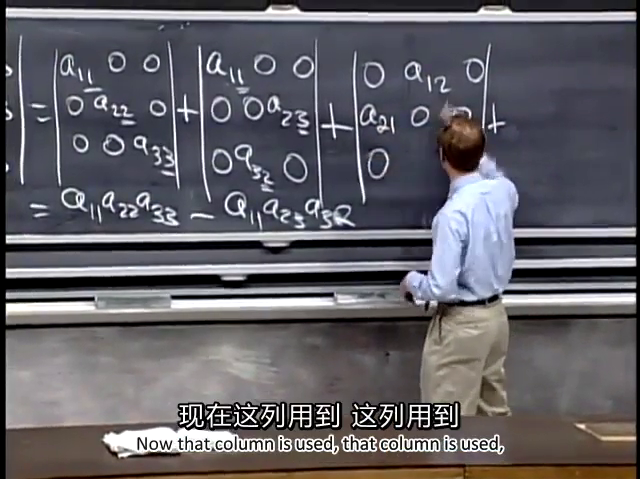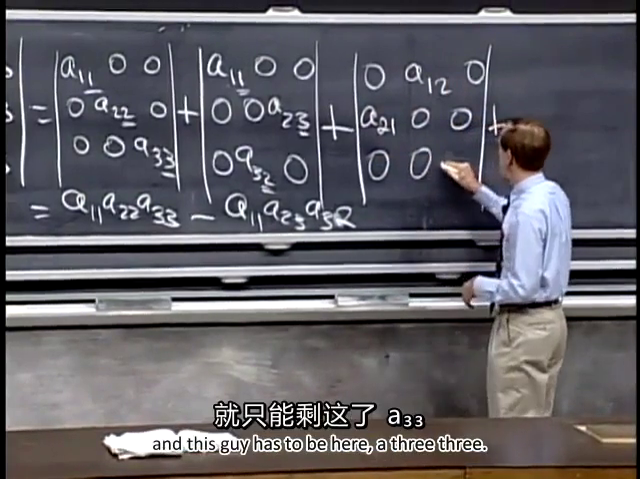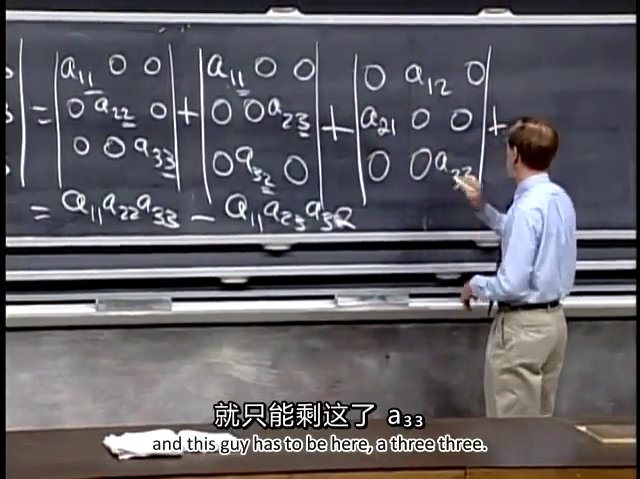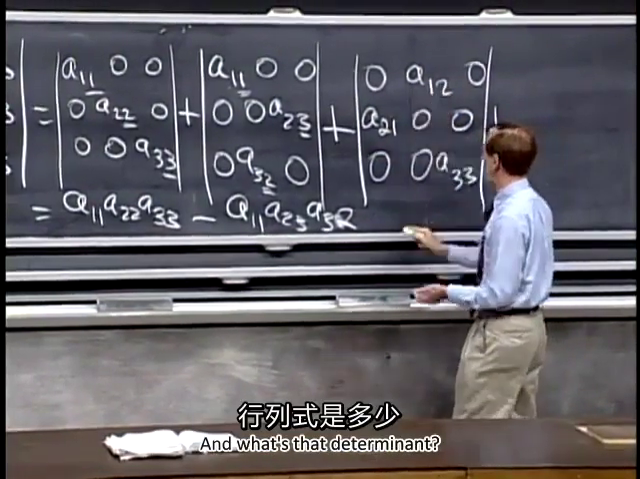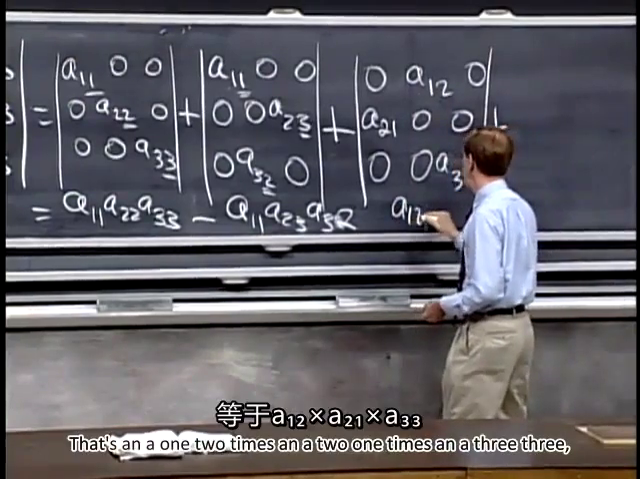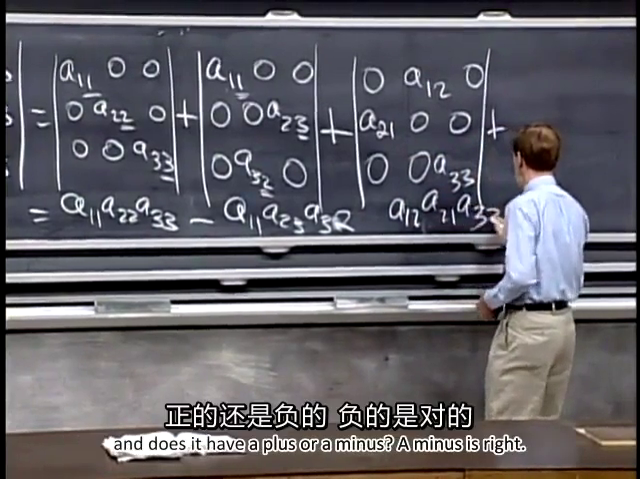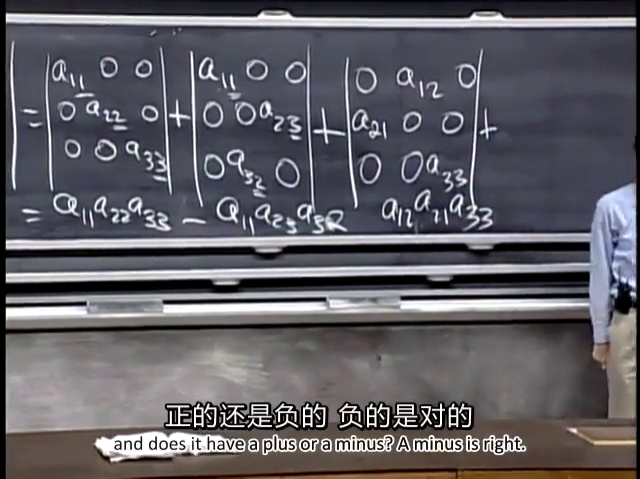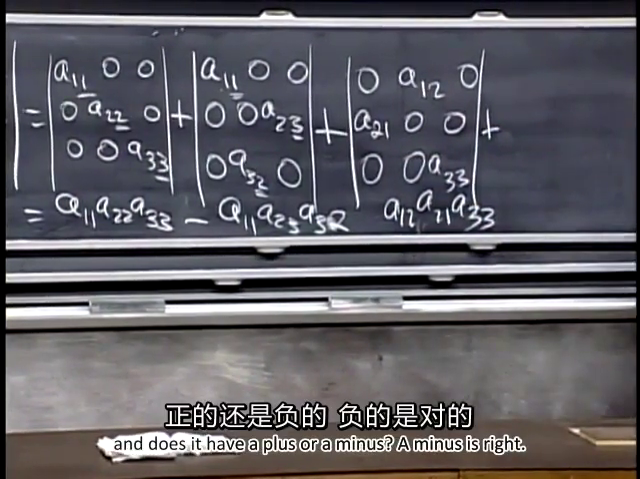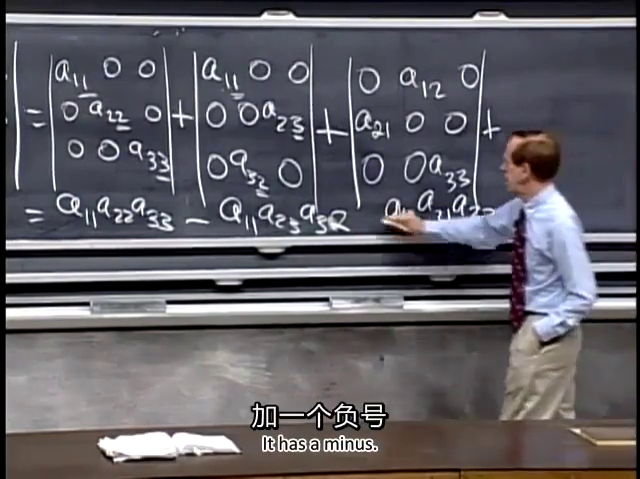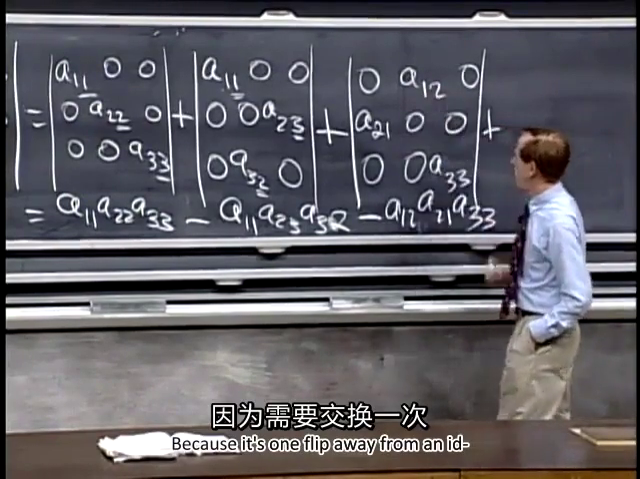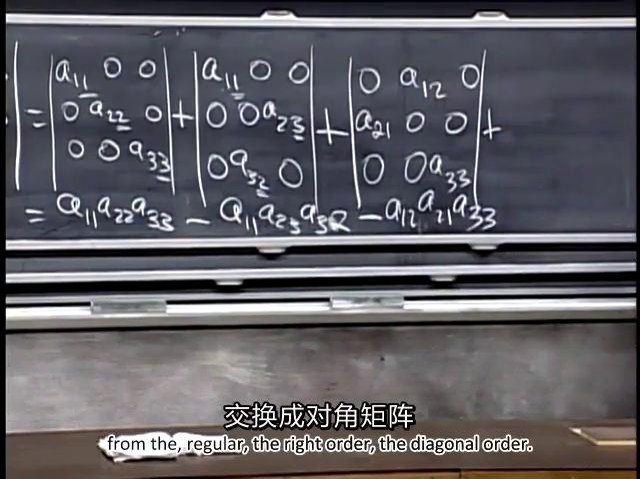Now that column is used, that column is used, and this guy has to be here, A33. And what's that determinant? That's an A12 times an A21 times an A33. And does it have a plus or a minus? A minus is right. It has a minus. Because it's one flip away from the right order, the diagonal order.